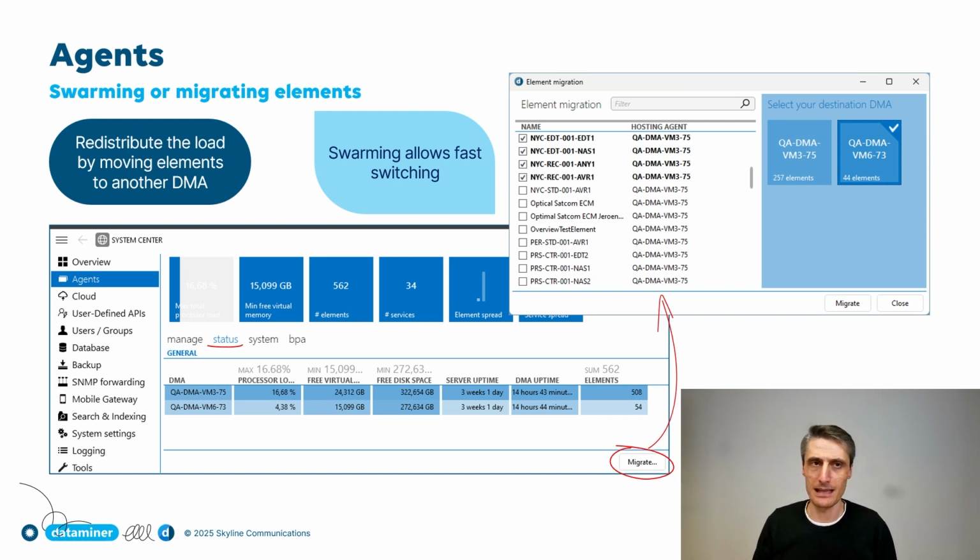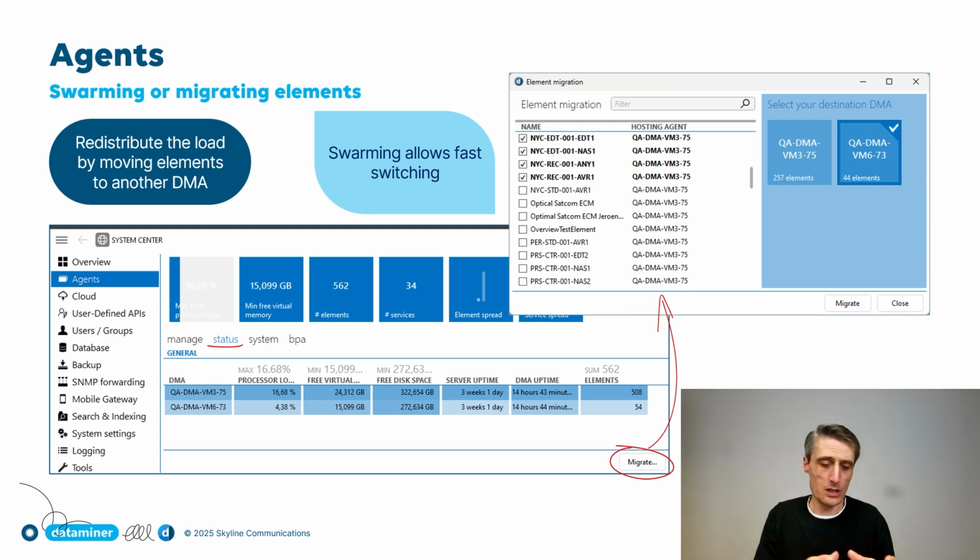Now, talking about availability, we also have the possibility to do swarming or migrating if you didn't activate swarming yet. Now, what is swarming and migrating? Well, by default, the DataMiner system will always be able to migrate an element from one DataMiner agent to another DataMiner agent.